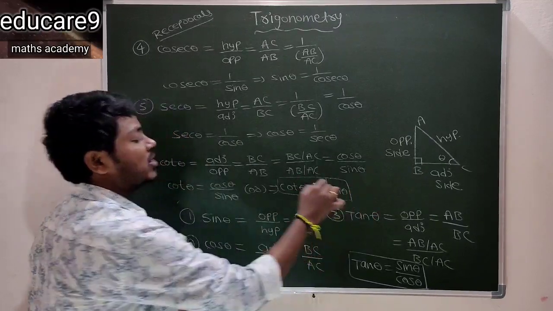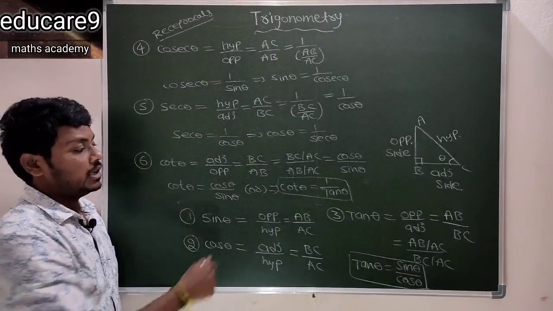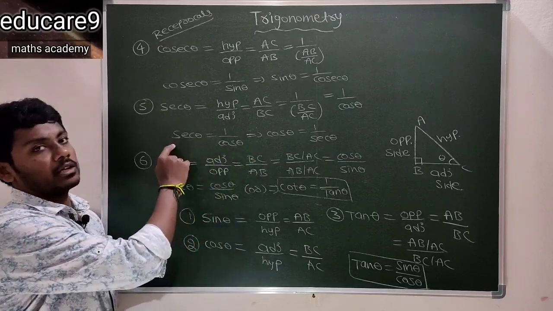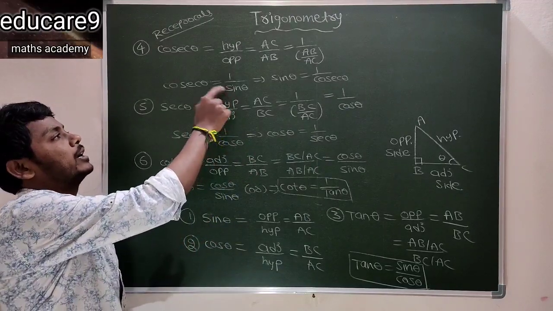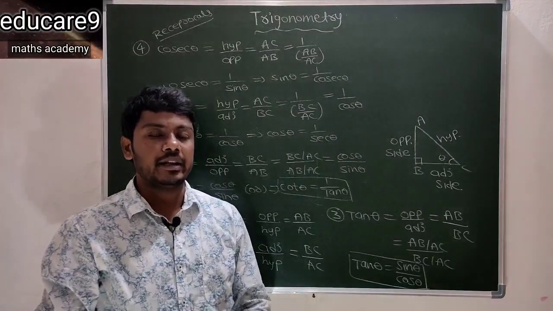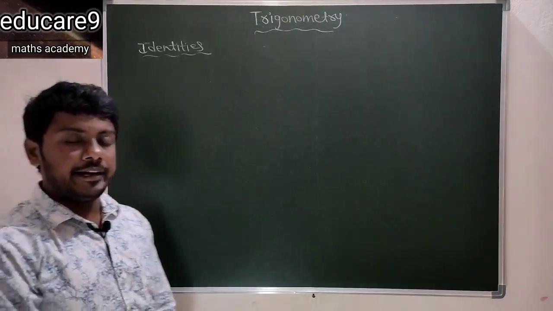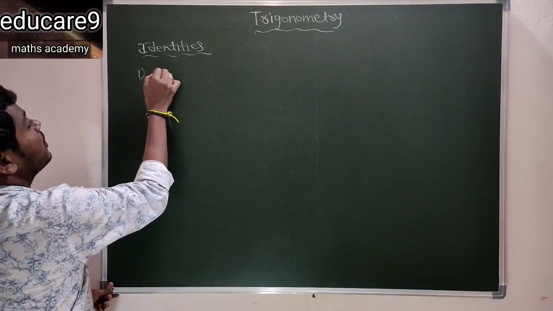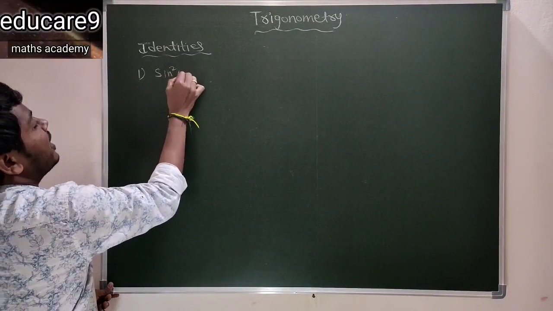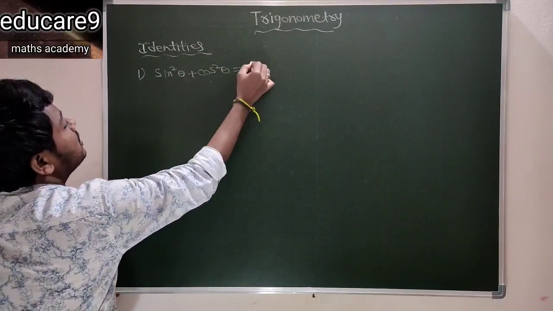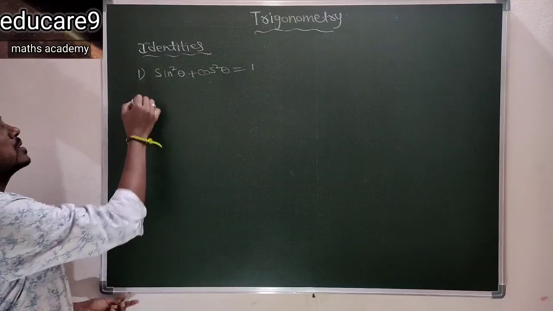And tan theta is what? 1 by cot theta. Here tan and cot are reciprocals. Here cos and sec are reciprocals. Here sin and cosec are reciprocals. So these are the 6 trigonometric ratios. So next, identities. See the first one, sin square theta plus cos square theta. This is 1. So see our proof.